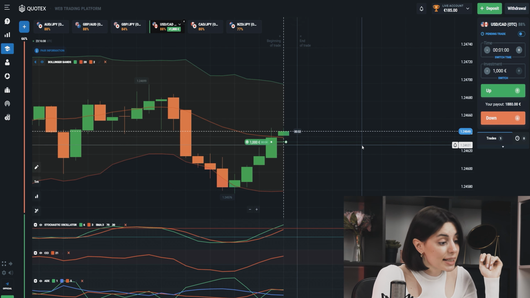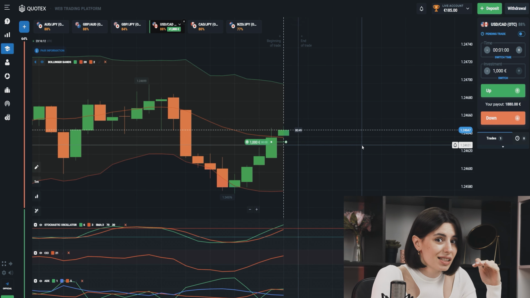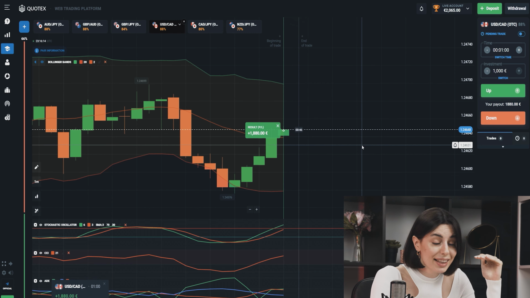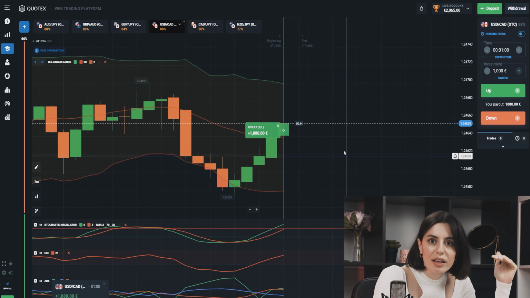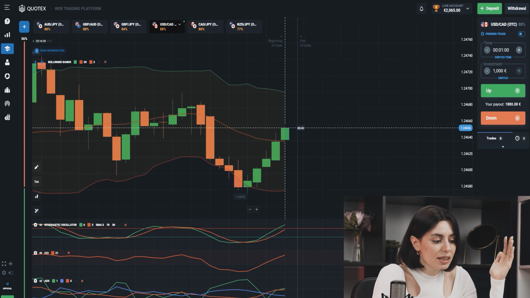And what we actually see here is that the chart is growing, but it's coming to its resistance line, to its highest point. And this bet, like $1,800 profit, that's amazing. But if you make another bet on this upward movement, we are risking a loss. So that's why let's better switch the currency pair here.